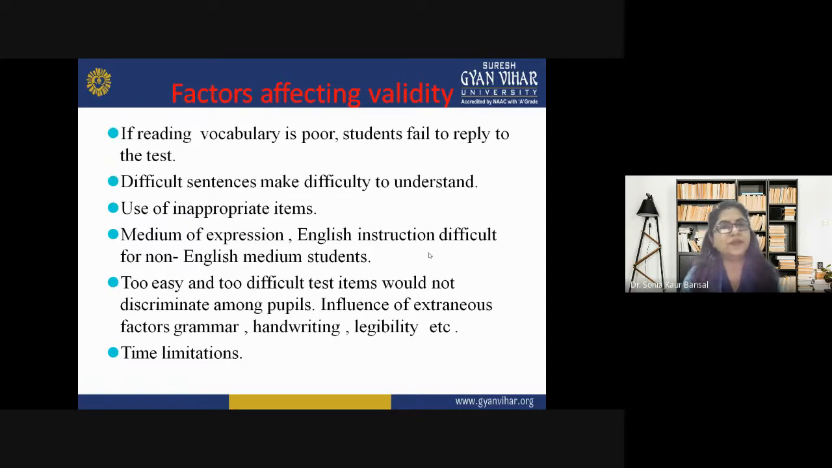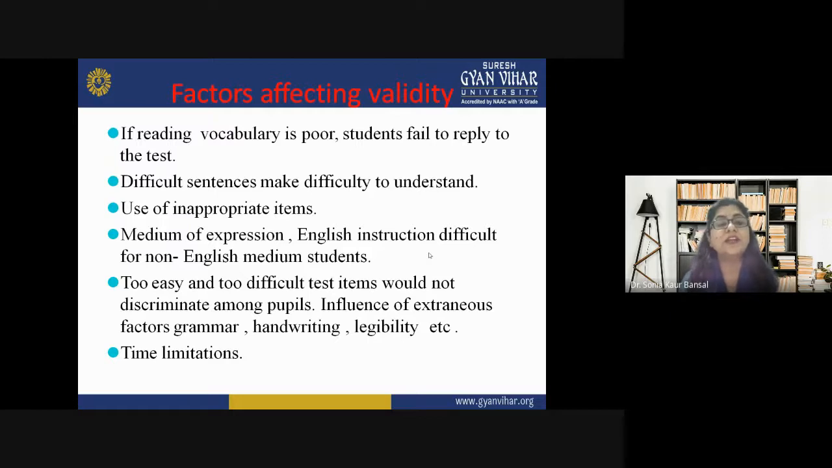Firstly, we are going to discuss that if reading vocabulary is poor, students fail to reply to the test. Maybe you have created very good items, questions in your test, but the student's reading vocabulary is poor and he or she is not understanding the meaning that you have intended. So in that case, your validity will be disturbed, because what you want to measure, the student is not understanding, and he fails to reply to the test. So this may be one of the factors.